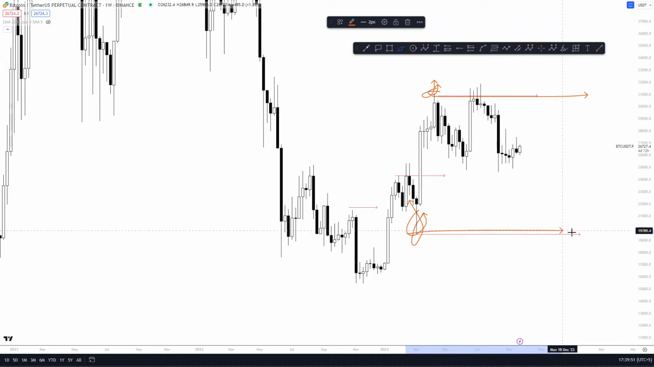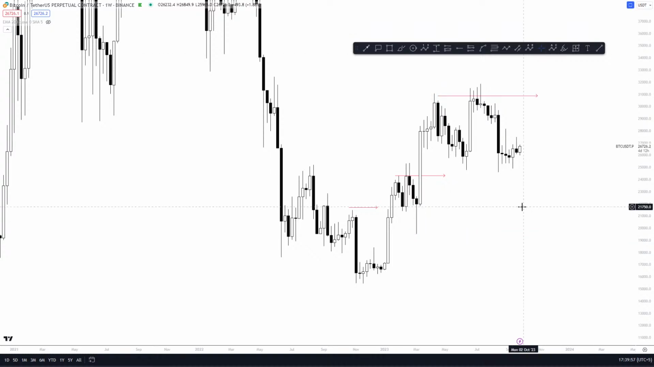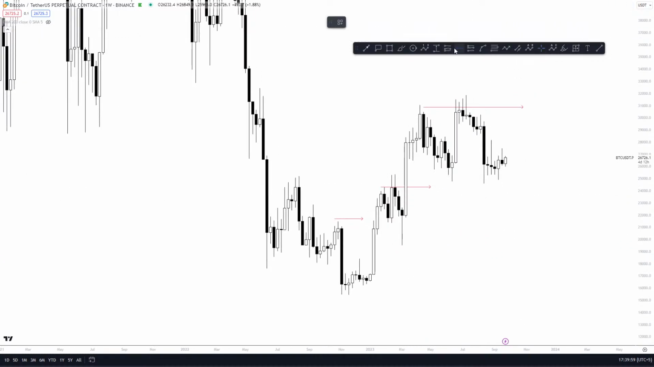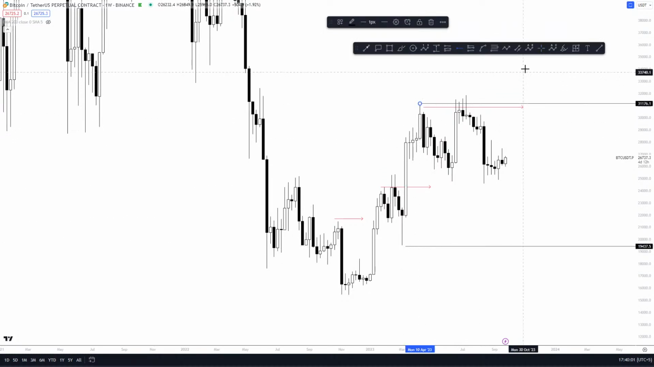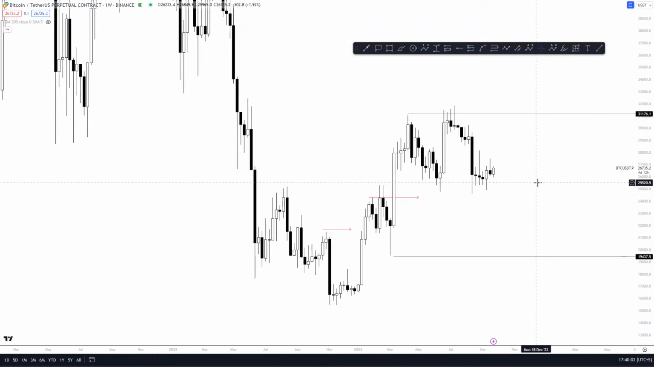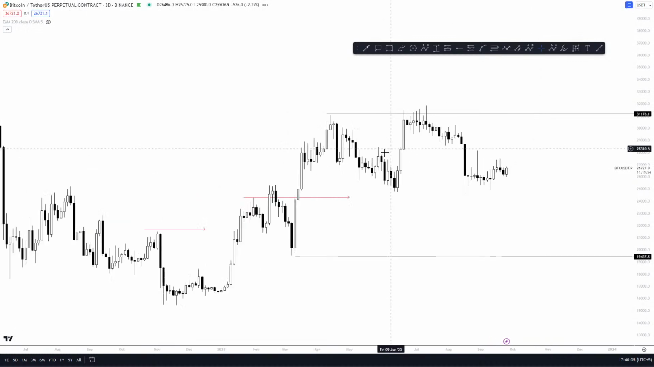By protecting this low, now we have to shift to a lower time frame. Why? Because the lower time frame will also give color to the higher time frame. Let me mark these zones. This is a protected high, a low, and this is a protected high. Okay, let's shift it down.